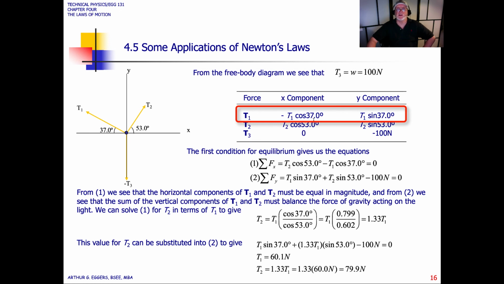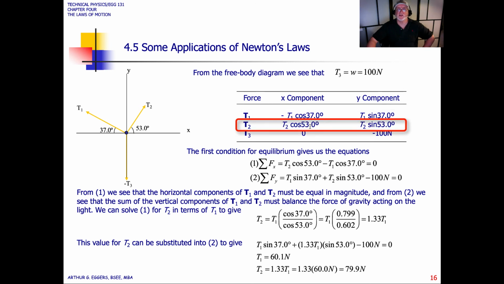So now we start to use these component factors of cosine and sine. So we have T1 in the negative direction, cosine 37, because that's the component on the x-axis. T1 on the y component is positive, sine 37. We do the same thing with tension 2 over here, the y component. Notice for T3, there is no x component. There is only a y component, and it's a negative 100 newtons.